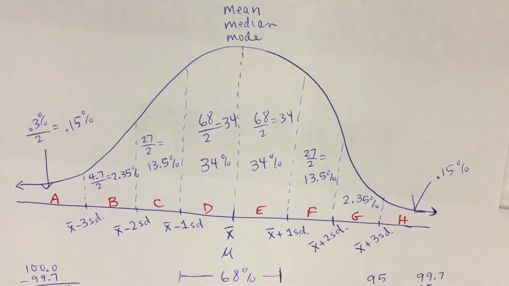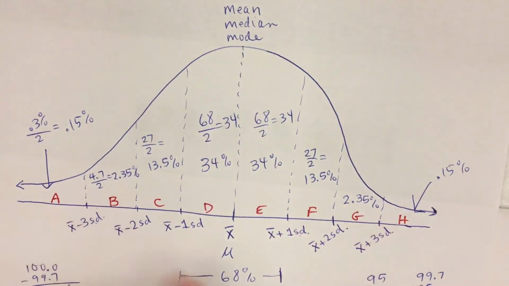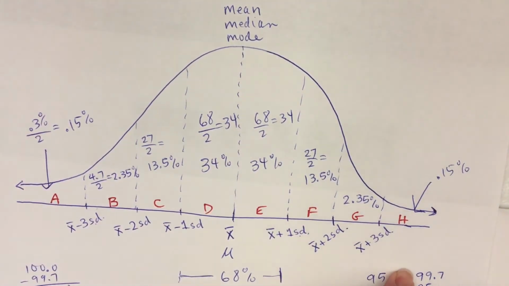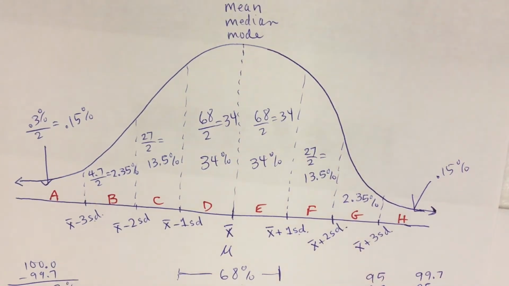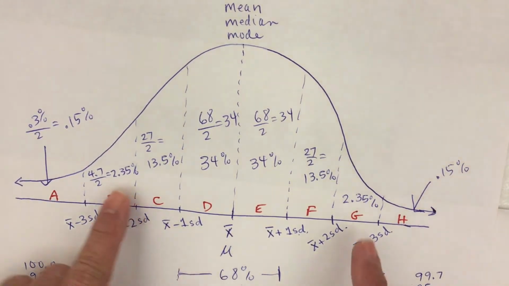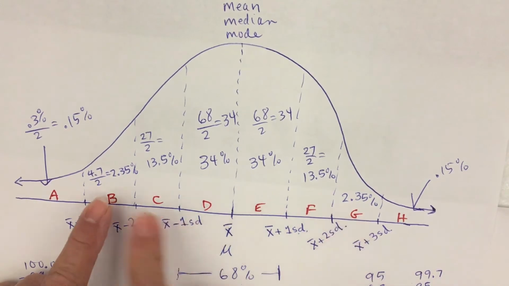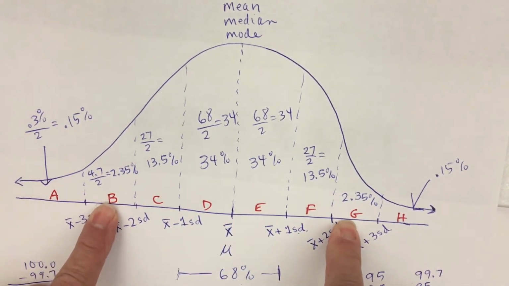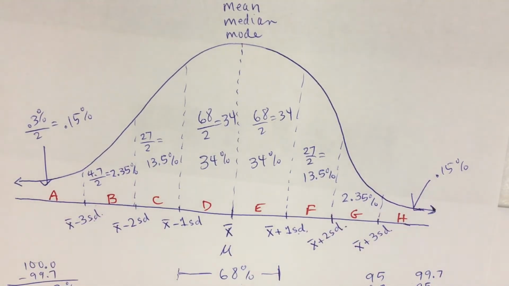3 standard deviations. We have 99.7% of the data. Now, with the 2 standard deviations, we've already counted 95%. So we subtract 95 from 99.7. We get 4.7. That is 4.7% shared equally between B and G. So if you divide 4.7 by 2, we get 2.35.